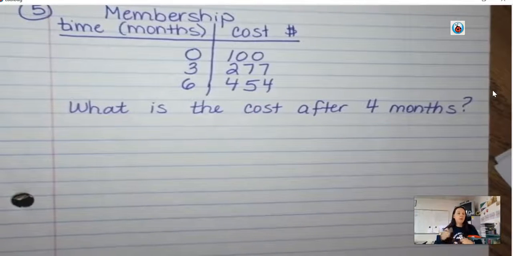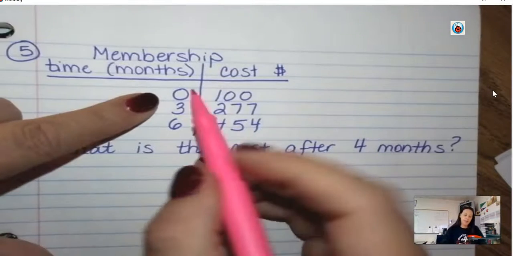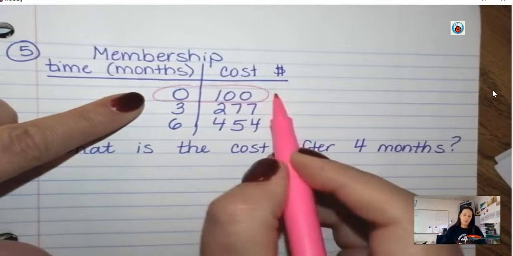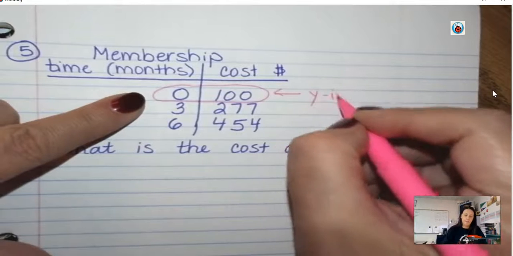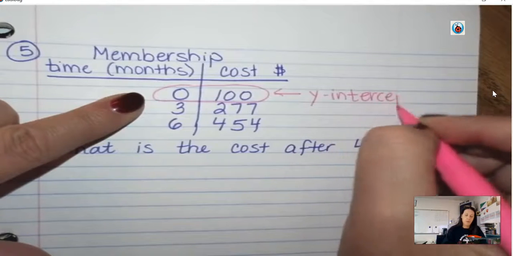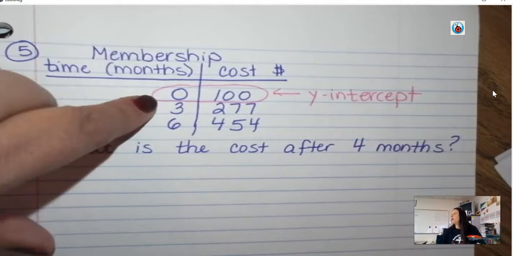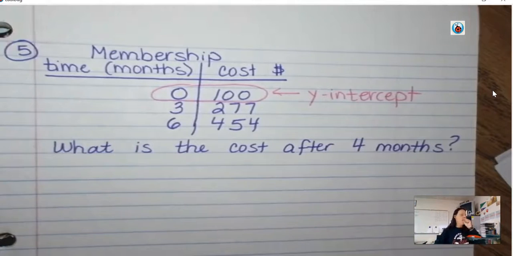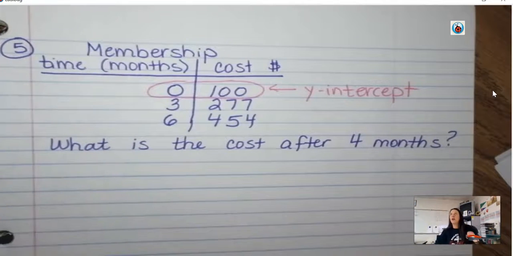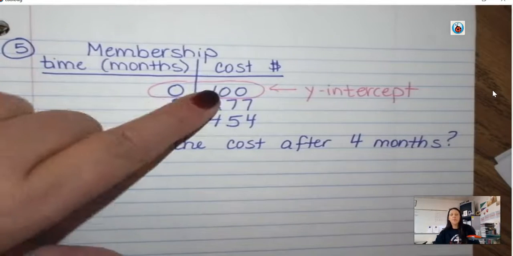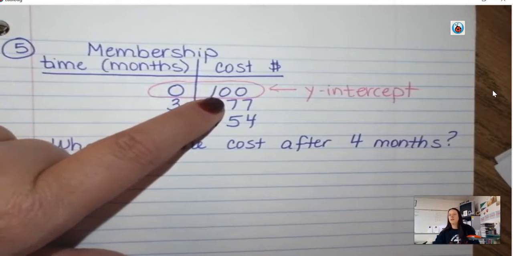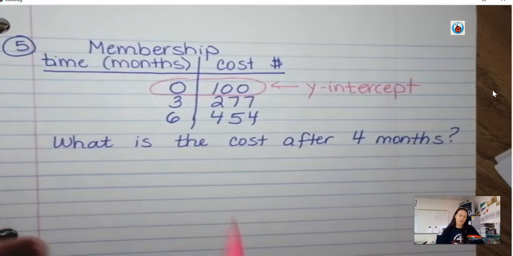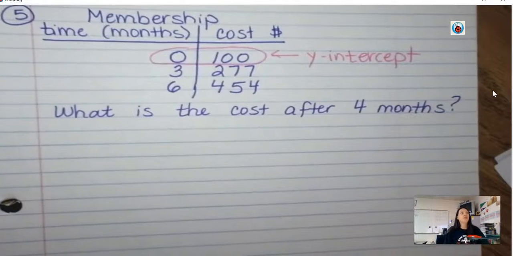Okay, if you look at your table, you'll see the y-intercept is already listed. The y-intercept is always 0, something, right? So this right here, we know that this is the y-intercept. We know the initial cost to join is $100. We've done these word problems a lot, like the initial cost, the sign-up fee, the installation fee, wherever they start at, that's your y-intercept. So they start at $100. And then you have to pay a monthly fee. So now we have to figure out that monthly fee, which is your slope.